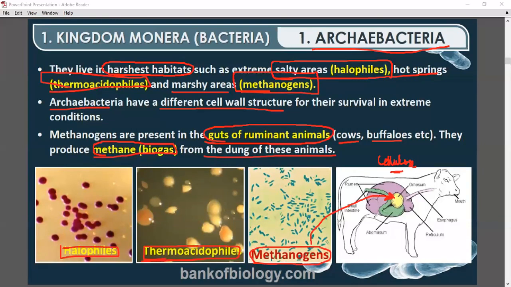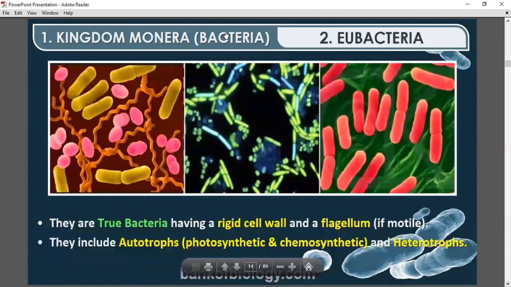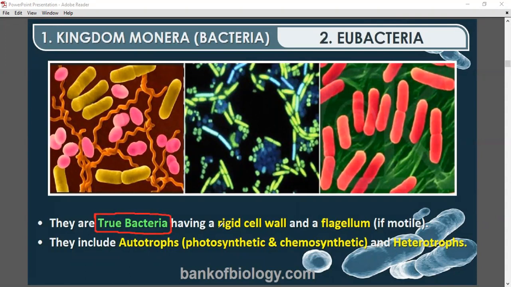Moreover, they can produce the gas methane, which can be used in biogas production. Okay, so methanogens are really helpful. Next is eubacteria. Eubacteria, what is the term? Pseudo means false, but eu means true bacteria. They have a rigid cell wall and a flagellum if they are motile.